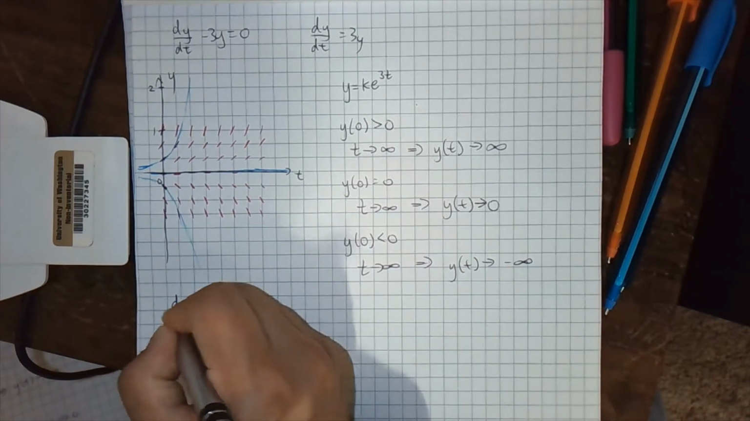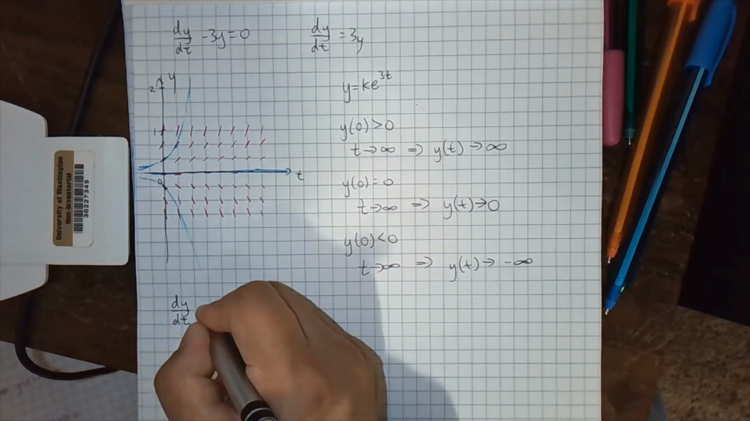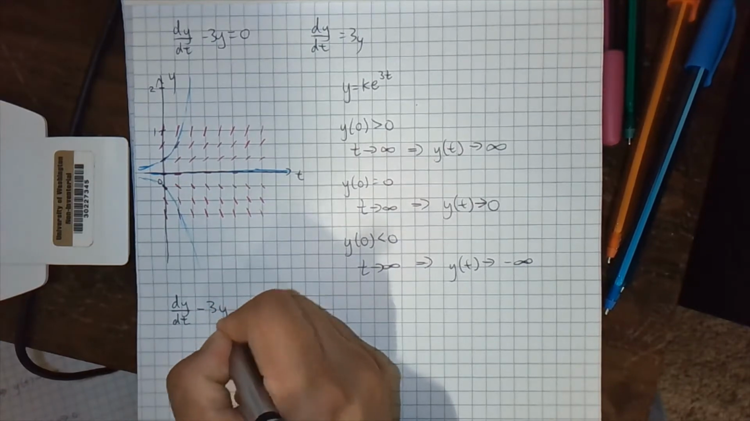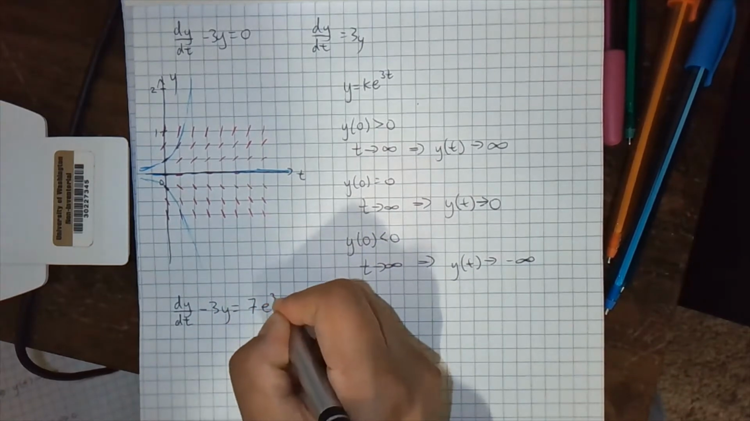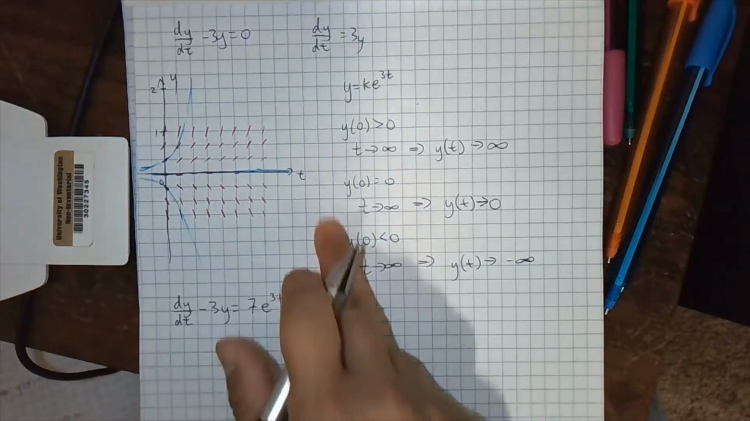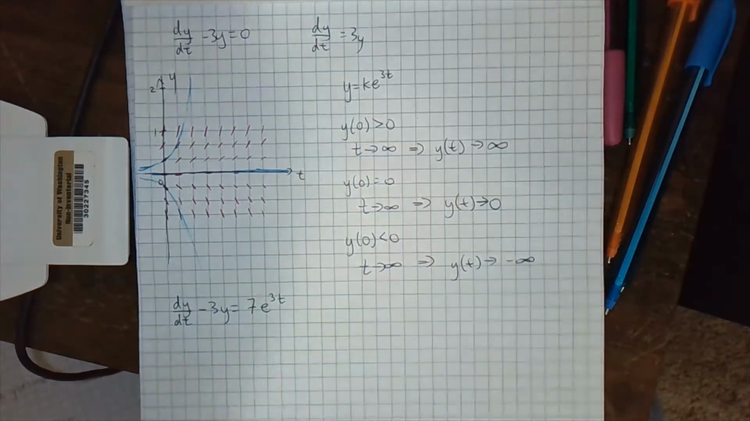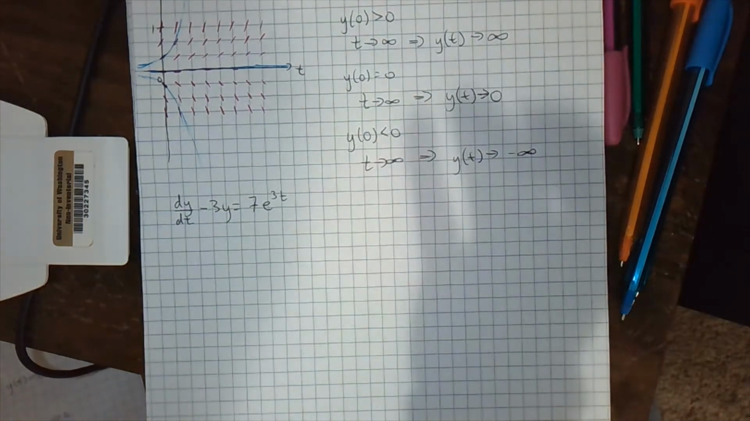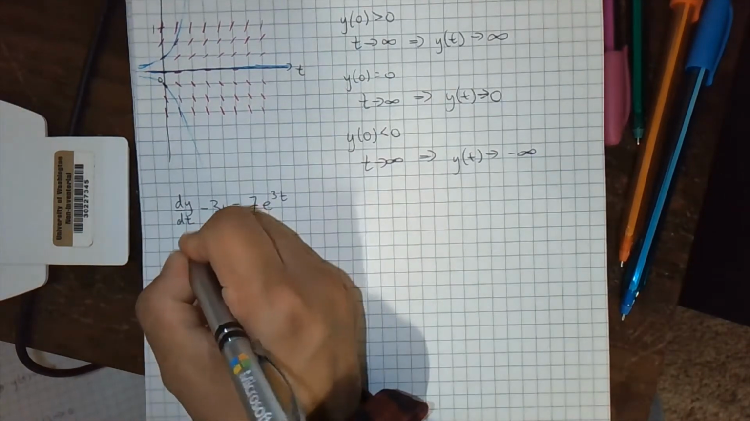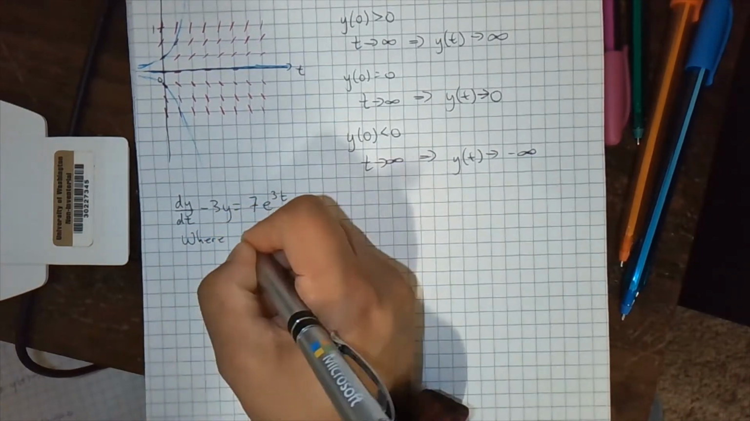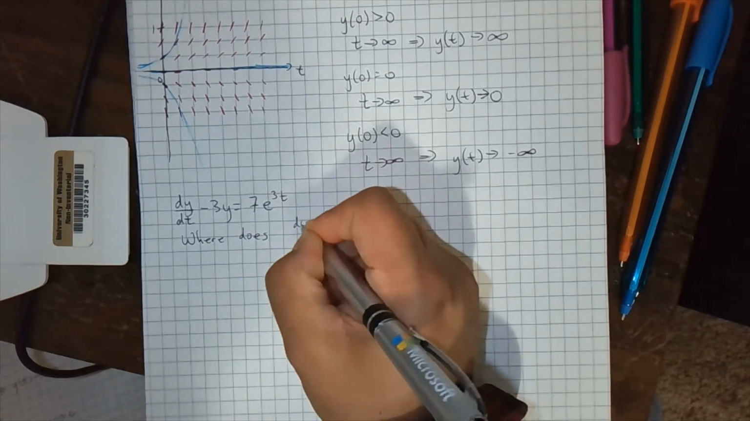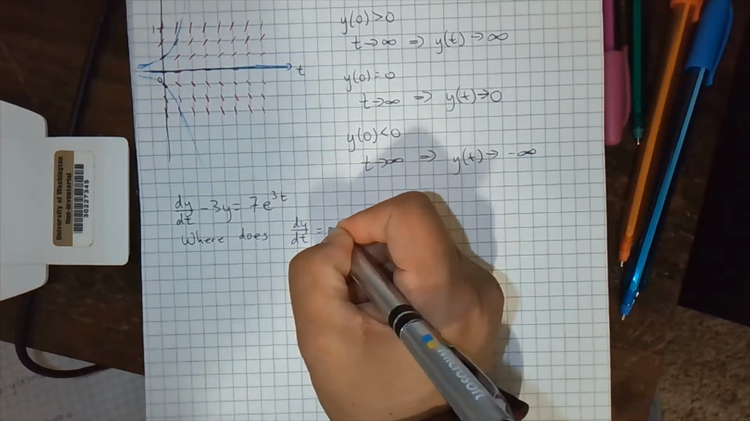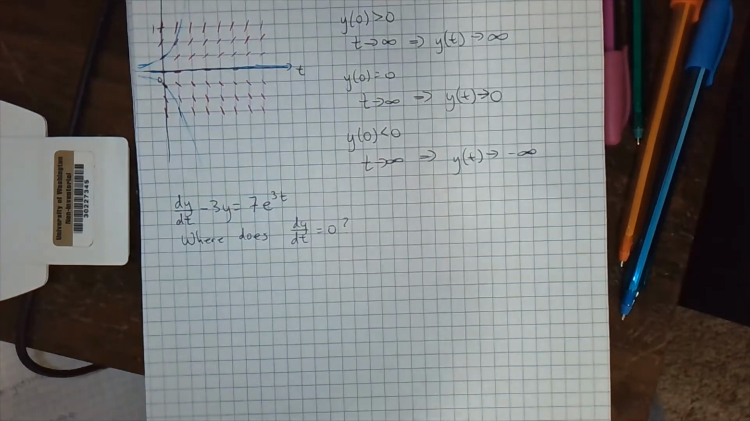Let's look at this next one that we solved, which was dy by dt minus 3y equals 7 e to the 3t. This one you should be able to sketch by hand. This one you may need help. But there are a couple things we can sketch. So, for example, we can ask this question. Where does dy by dt equal 0?